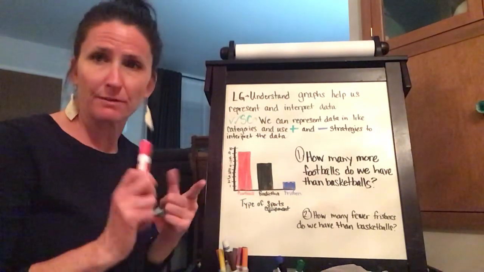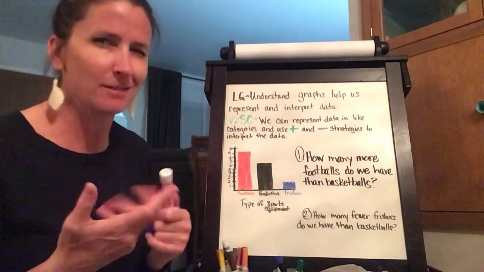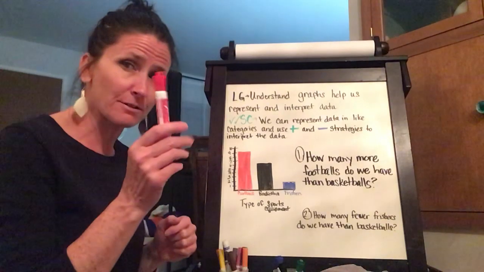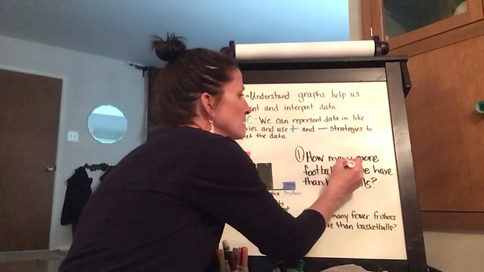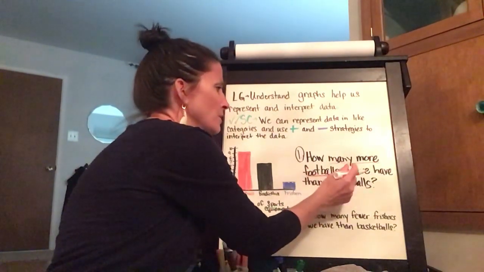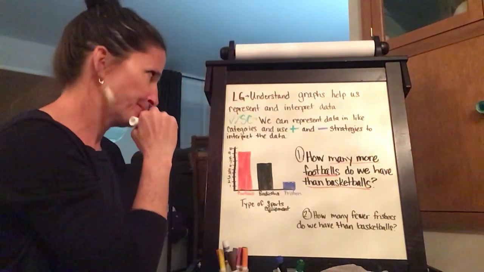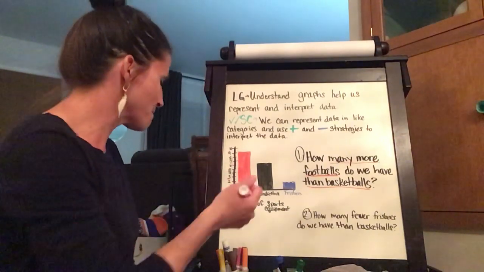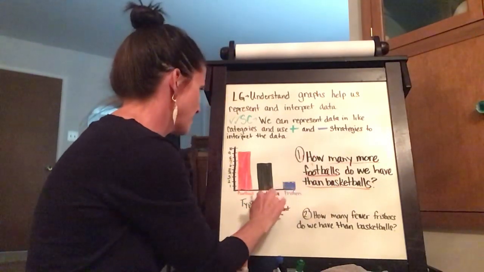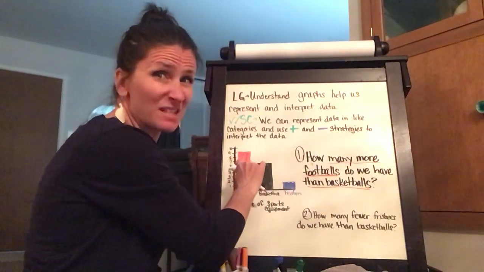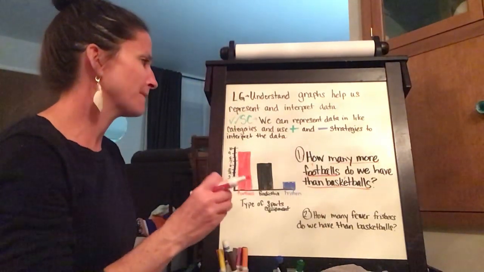Now we know when we are reading a story problem, we have to read it at least twice to understand what it's really asking us, right? You know that, Falcons. So let's read it again and underline the important information. How many more footballs do we have than basketballs? Okay, so I need to figure out how many footballs I have. I have 9. And how many basketballs again? Oh, that's right, we have 7.